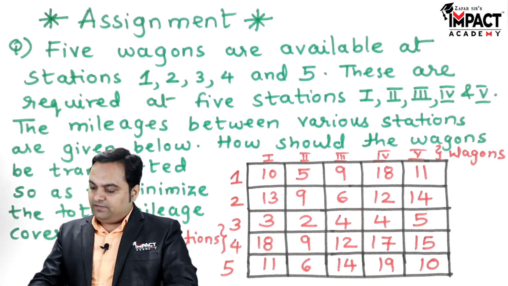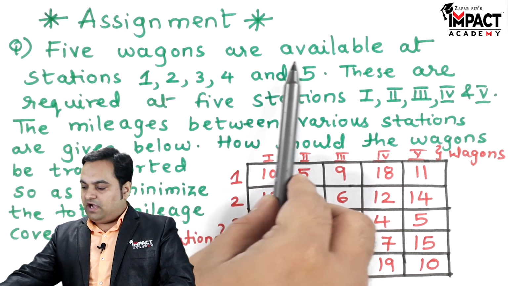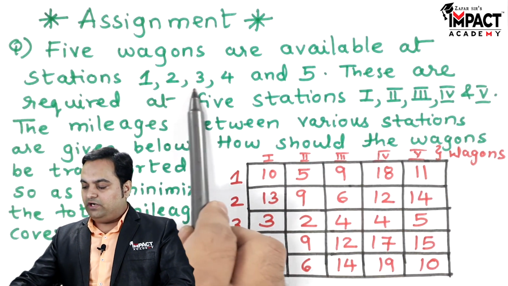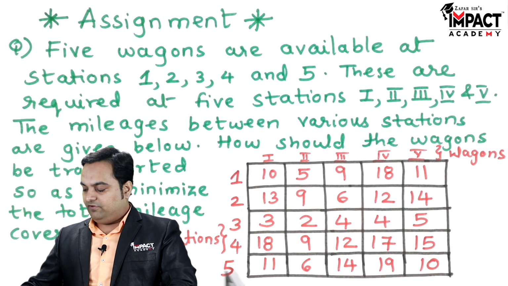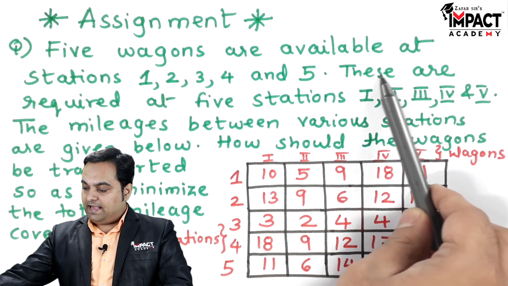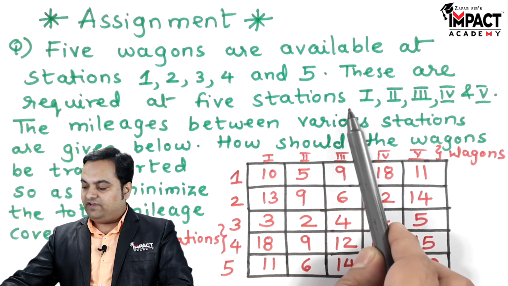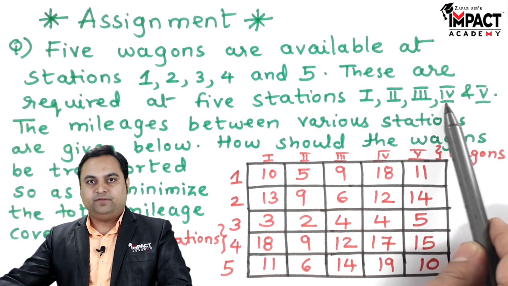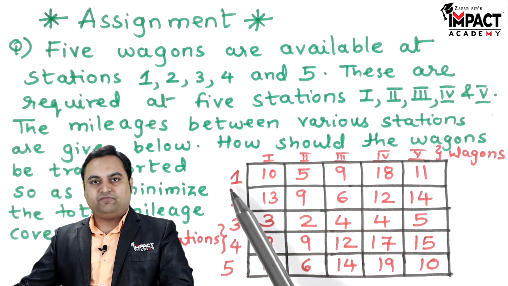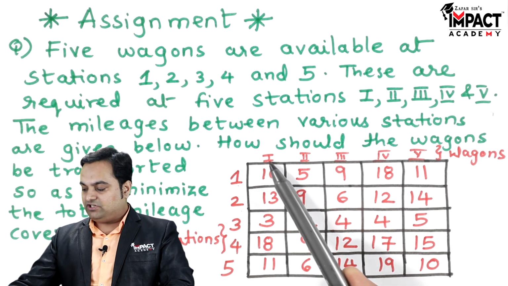It is given that 5 wagons are available at stations 1, 2, 3, 4 and 5. So first, second, third, fourth and fifth. These are the stations given and these are required at 5 stations which are first, second, and so on. These are given in terms of Roman numerals. So we have to transfer the wagons from one station to another.